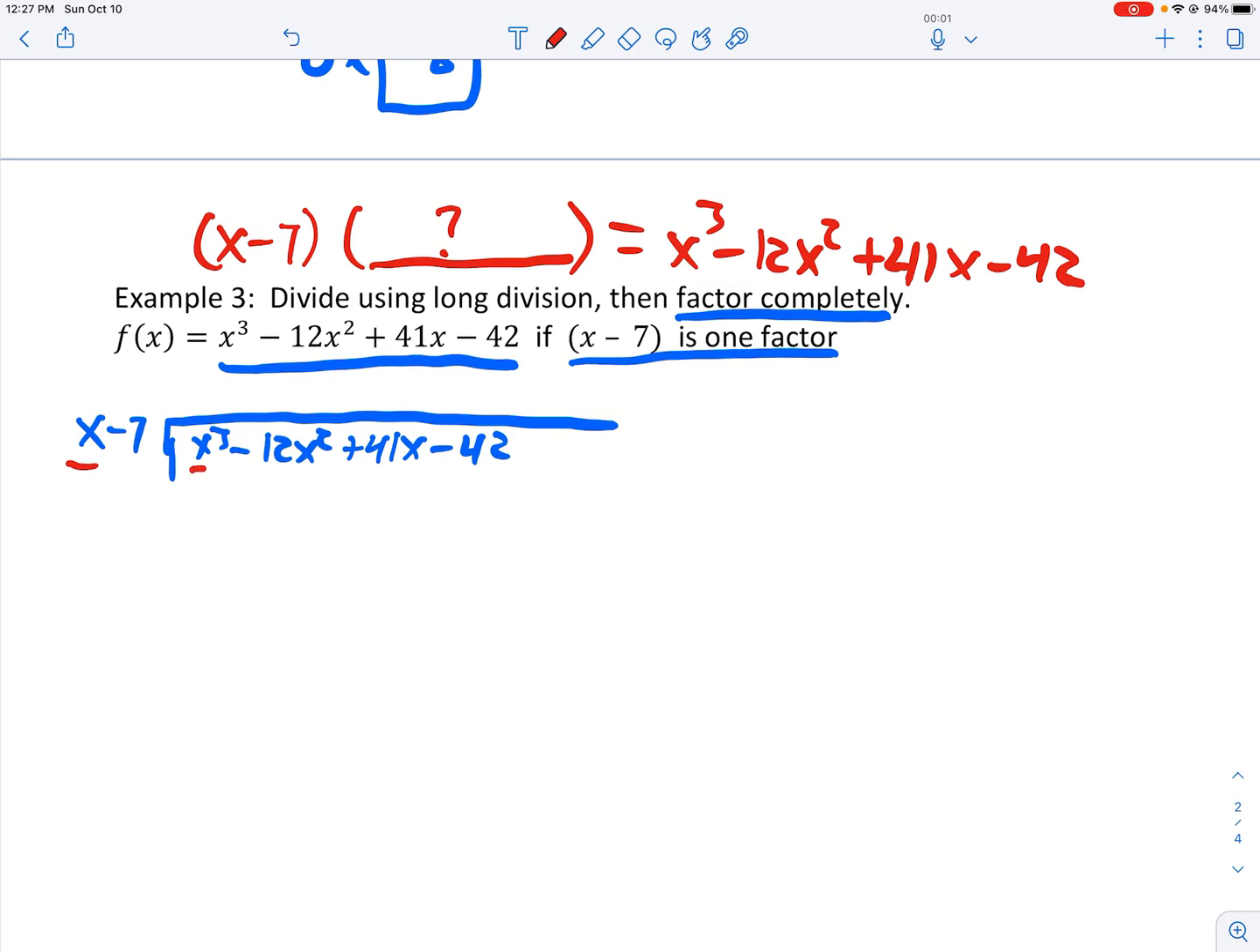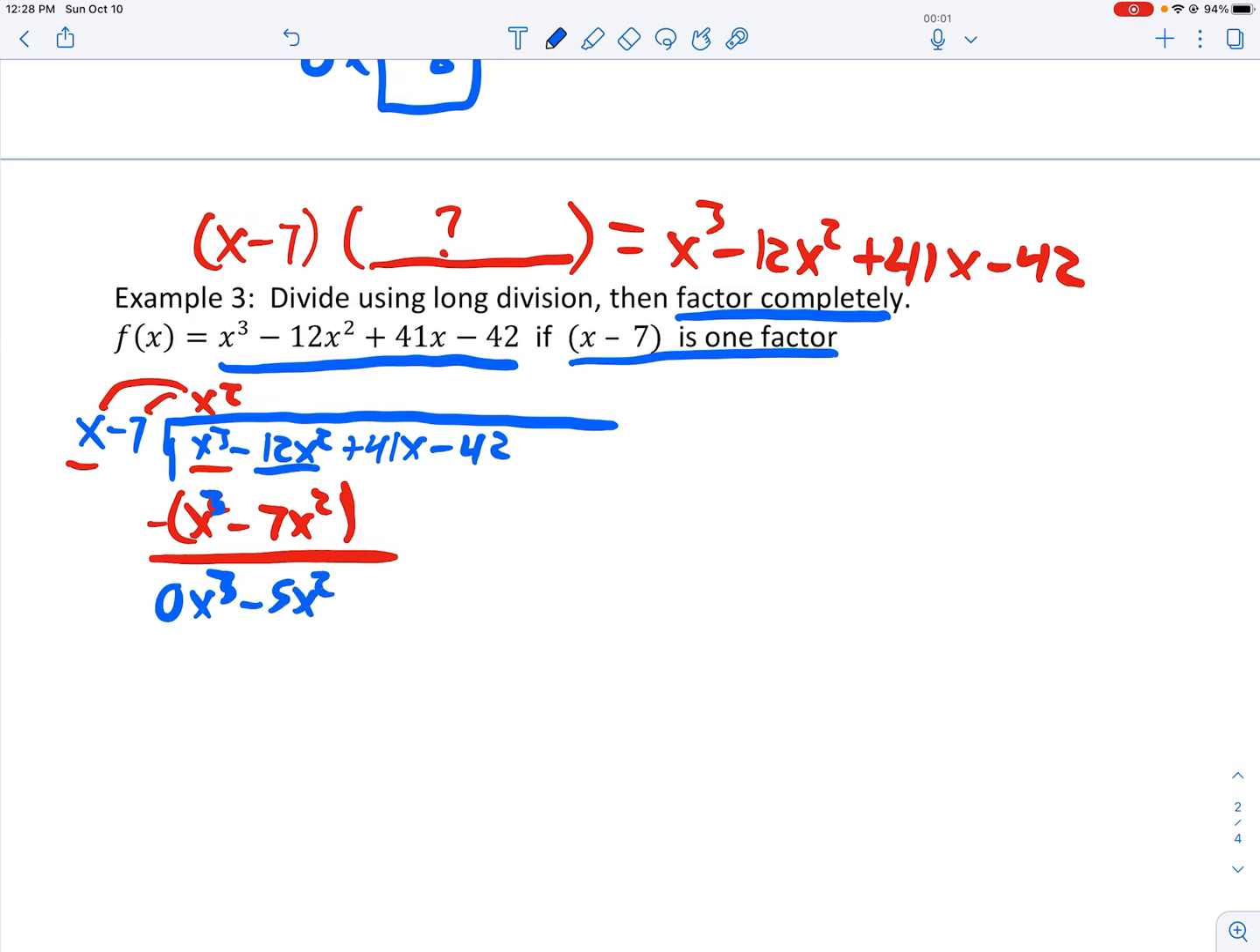So x goes into x to the third x squared times, right? So x squared, multiply it by both. So x squared times x minus 7 gives x to the third minus 7x squared, and then I subtract. Be careful with your signs. So x to the third, oops, x to the third, becomes 0x to the third. Negative 12x squared minus a negative, that's a double negative, so it becomes a plus. You're adding 7x squared, but that's still going to give you minus 5x squared.